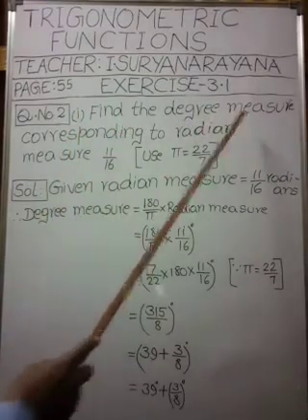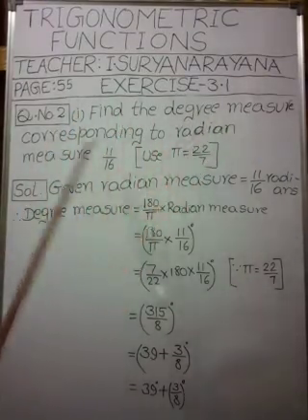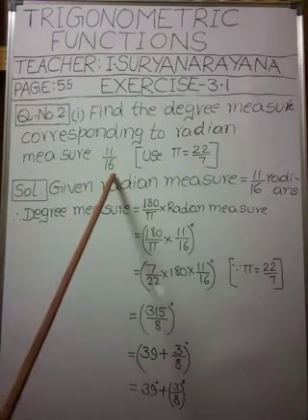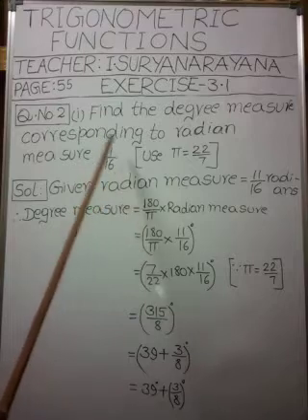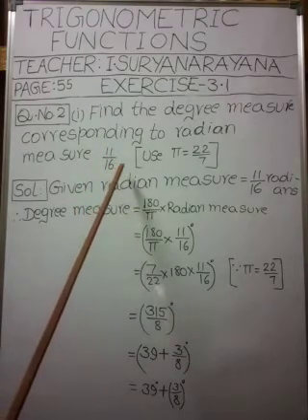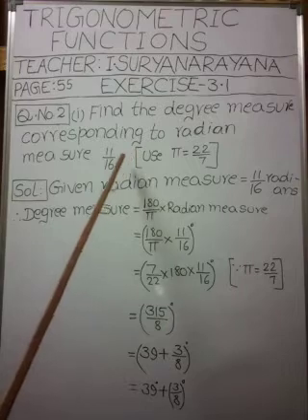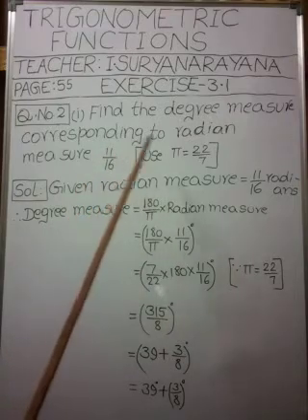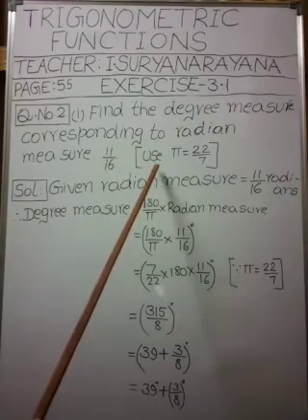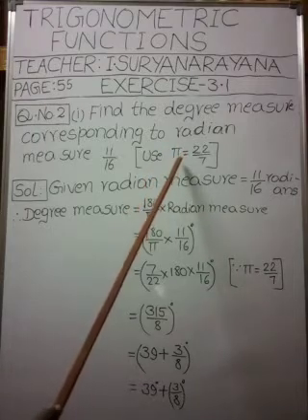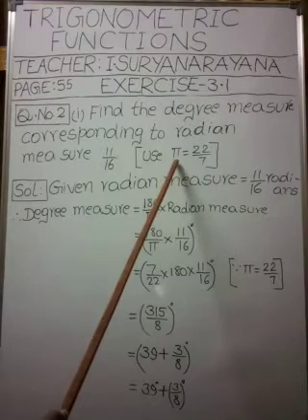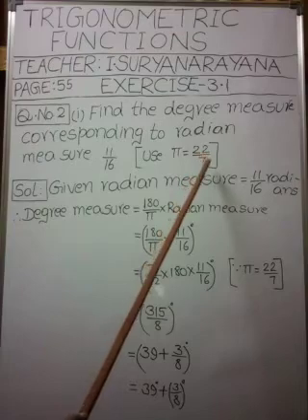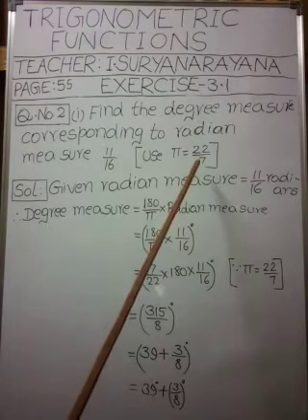Find the degree measure corresponding to radian measure 11 by 16. Here, an angle is given in radian measure, 11 by 16 radians. When you are converting this angle into degree measure, they have given a hint: use pi is equal to 22 by 7. Wherever you get pi, we have to write 22 by 7. Understood this question, my dear children?